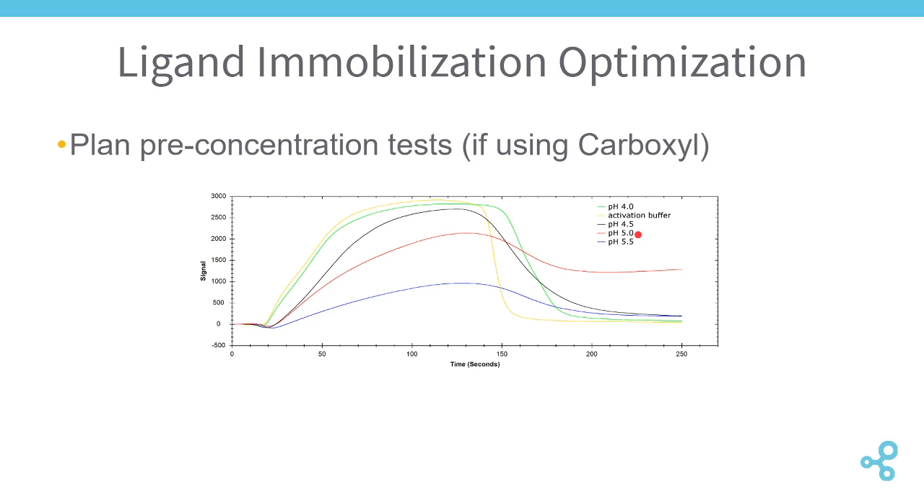So you might ask, why are we doing this? Well, the purpose of this is that we want to determine the activation buffer or immobilization buffer we're going to be using that gives us the highest response, so the highest pre-concentration on the surface. This will lead to the highest ligand immobilization level for our test.